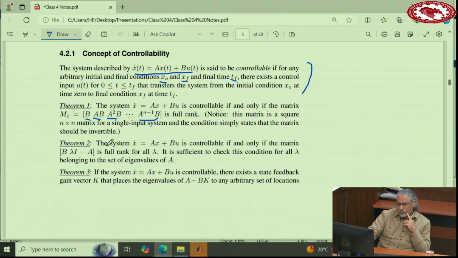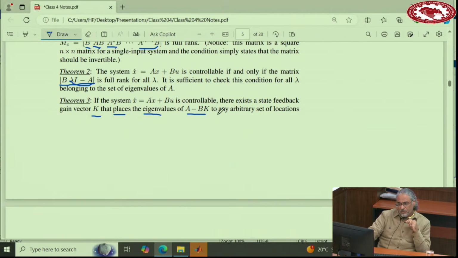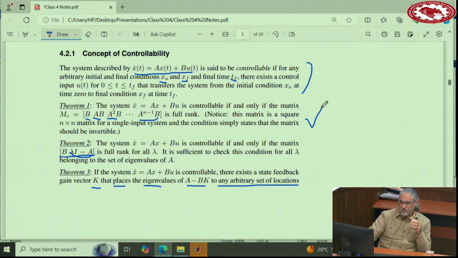Theorem 2 says that this system is controllable if and only if the matrix B and lambda I minus A has full rank for every lambda, that is, you can place the poles to any arbitrary location. So controllability, we defined it, and you can check whether the system is controllable or not, either here or here. This is really easy. Even MATLAB can do it for you. If it's controllable, then you are sure that there exists a K that can place the poles at any arbitrary location.